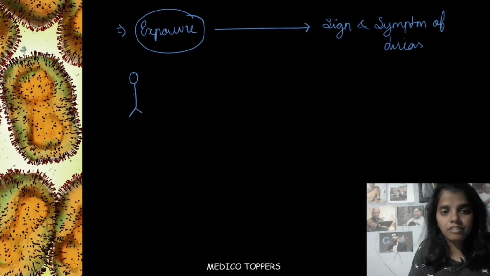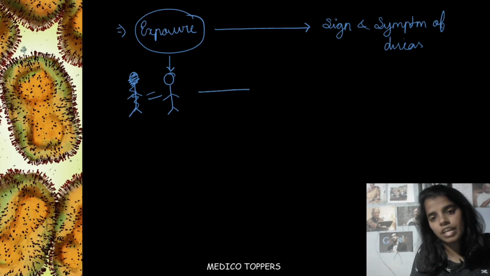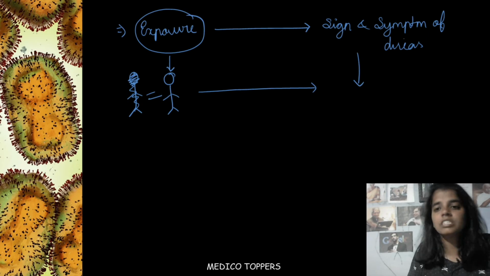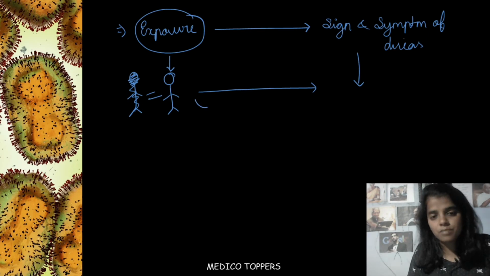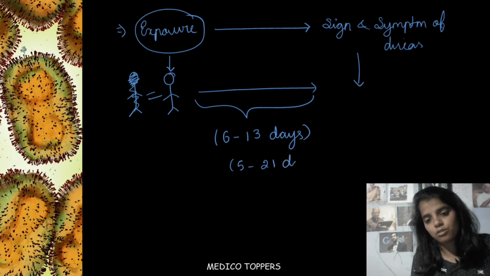So here is an already infected person, and here one healthy person. There is a close contact, and this close contact leads to the exposure of the healthy person to the infected person, and the virus will go inside and it will take some time to develop the first sign and symptom of the disease. This period is exactly called the incubation period. In case of monkeypox virus, it will range from 16 to 30 days, and sometimes it may range from 5 to 21 days also.